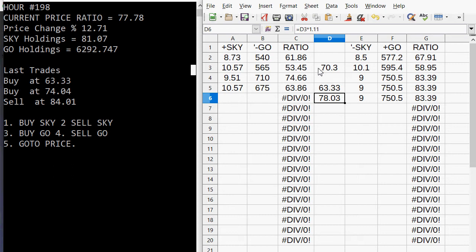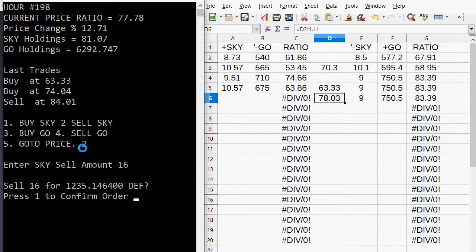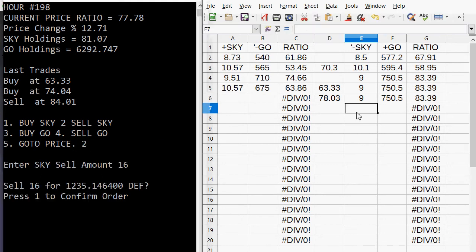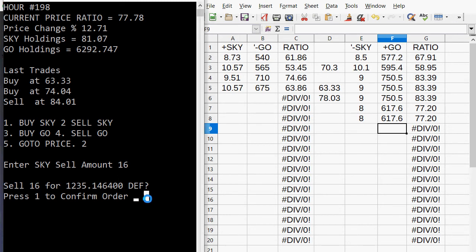So selling at 81, 10% is 8.1, so 8. So I'll do two 8 sales. I'll sell it for 16. We'll sell 16, so I'll put 8 here twice. And half of 12.35, well, that's 617.6 or so. And there we have it. Confirm that order.